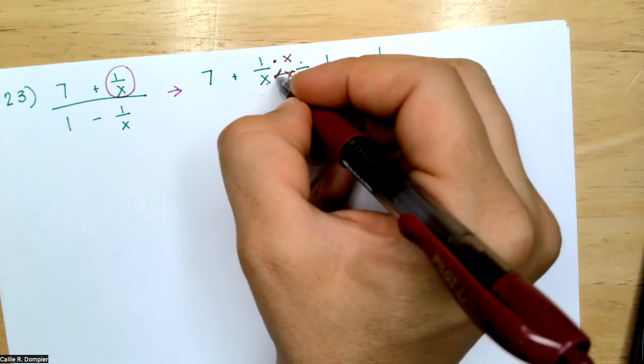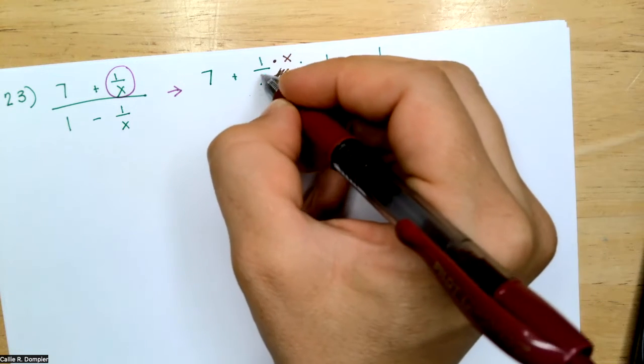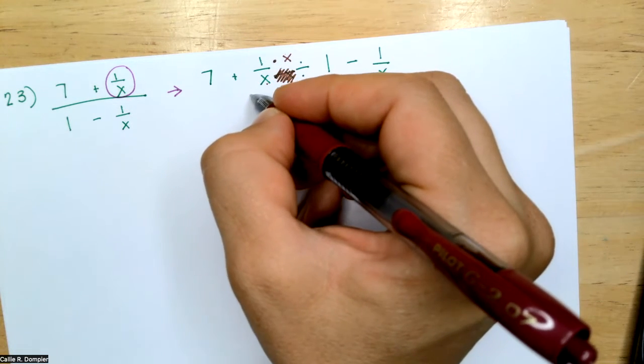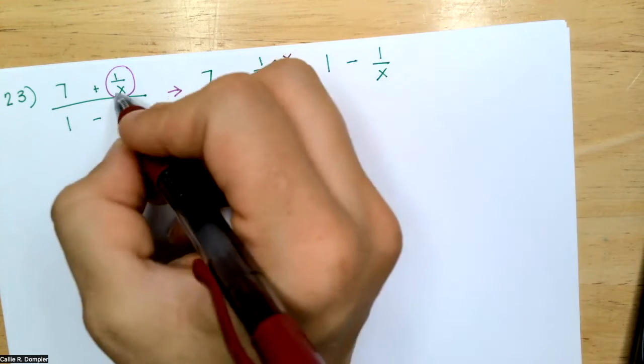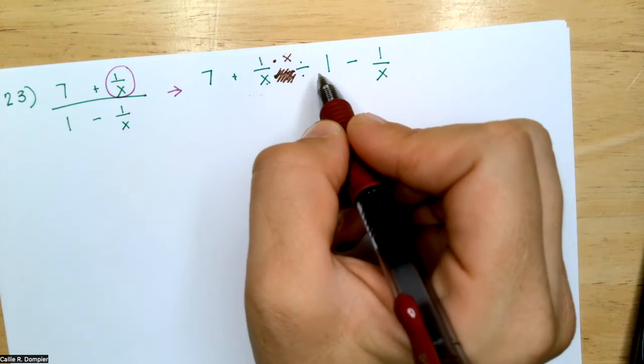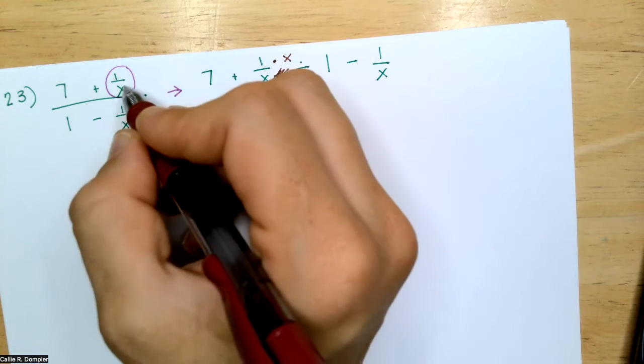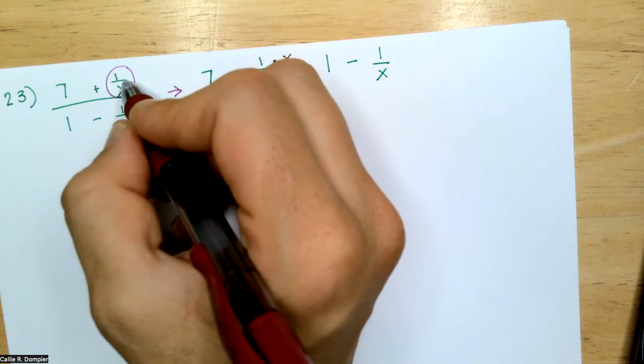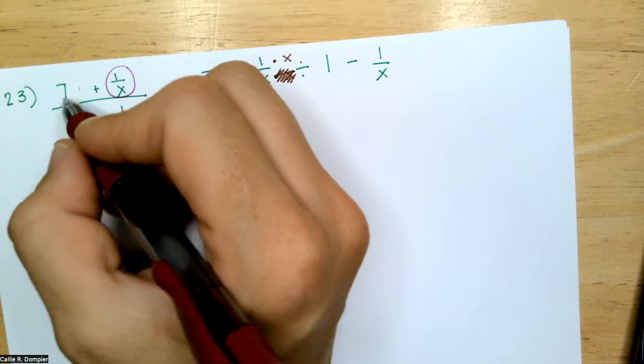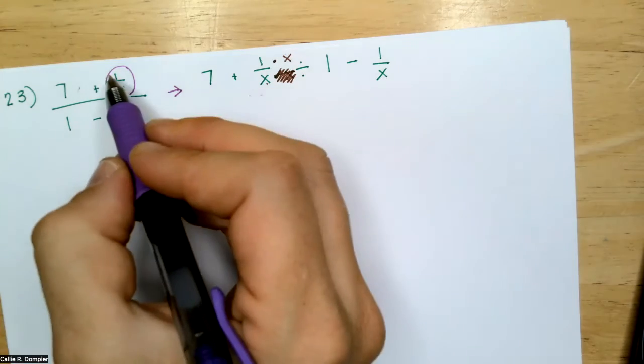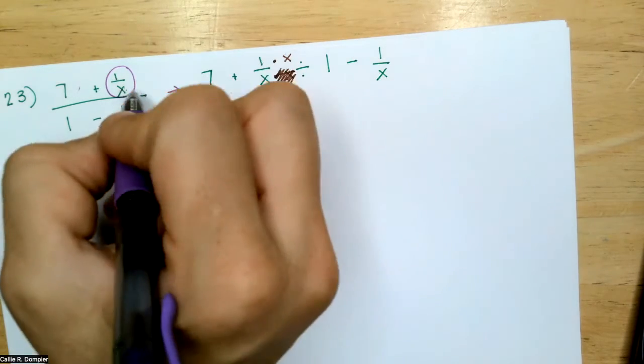So pretend I didn't do that. 1 divided by x times x is 1, right? But to maintain equality, anything I do here, I also have to do here, okay? So I want to get rid of 1 over x. I want to get rid of the x.